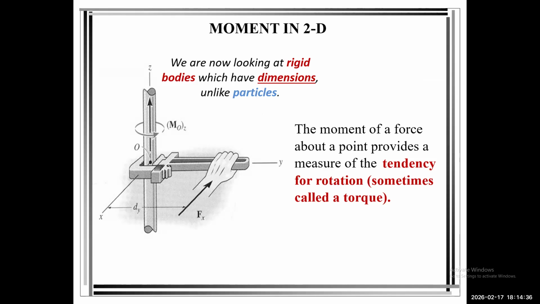And so the distance from your pivoting point, which is O, right at the center of the pipe here. He pushes in that direction, meaning that he's going to push with that force times some distance here. Then we have to consider that this is a rigid body, which has some dimension, unlike particles. So it's a rigid body in these circumstances. The moment of the force about the point provides a measurement of the tendency of the rotation.